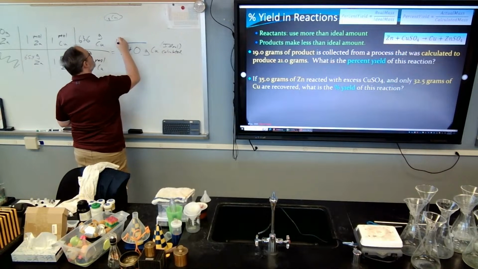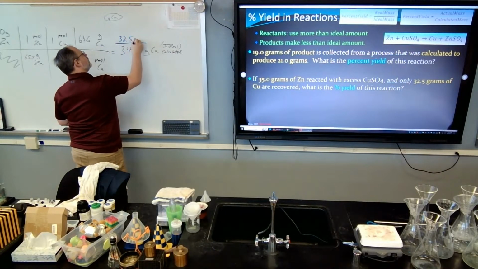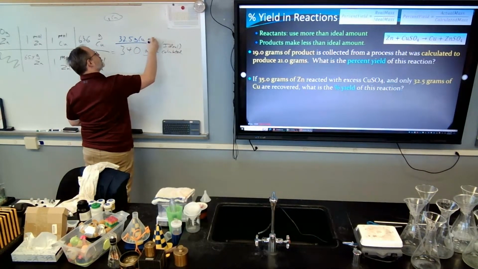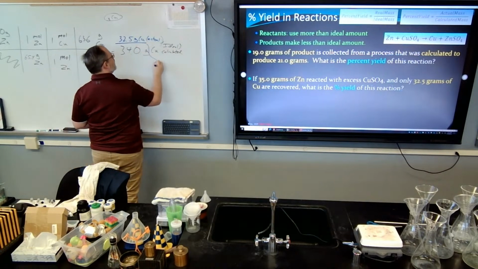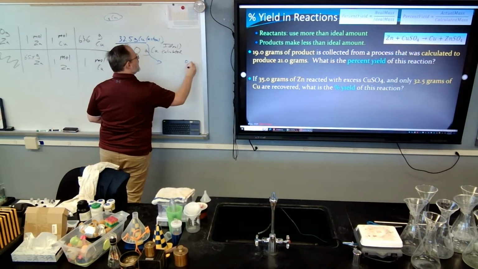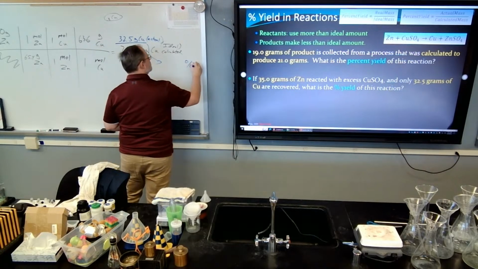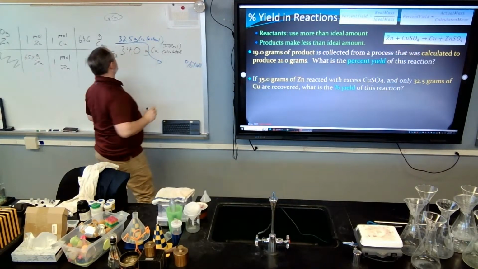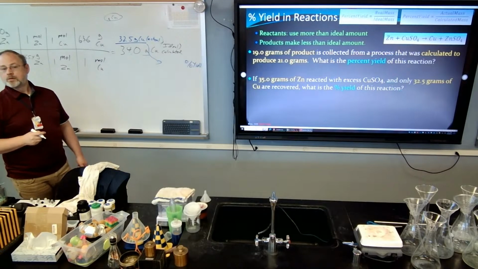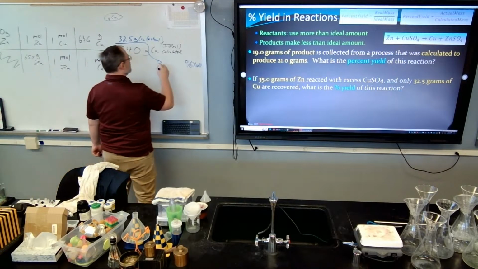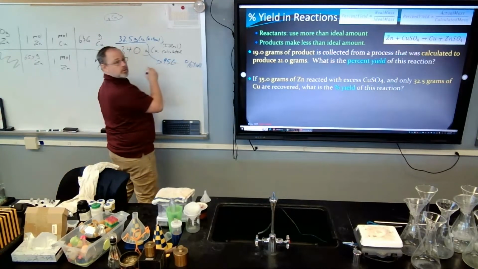So I'm going to put that over my calculated, 32.5 grams copper actual, and the quotient of these two is going to give me a percent yield. What's my percent yield? 95.6. Can I get a confirmation on that?